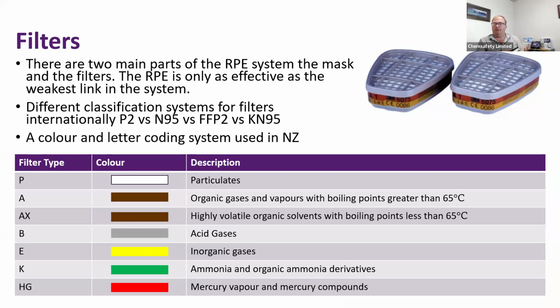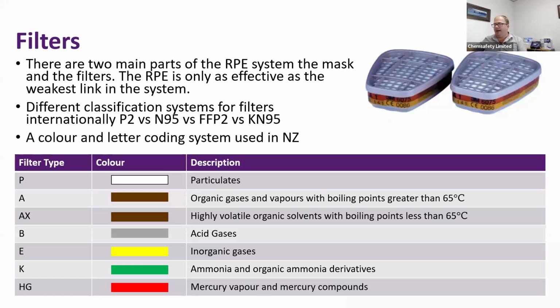So you could think of welding fume as a thermally generated dust or fume or fiber. And P3 is for highly toxic or highly irritant compounds. Beryllium is an example of that. You'll quite often find that most filters in New Zealand are sold as P2/P3 combination filters, so they technically meet both levels.